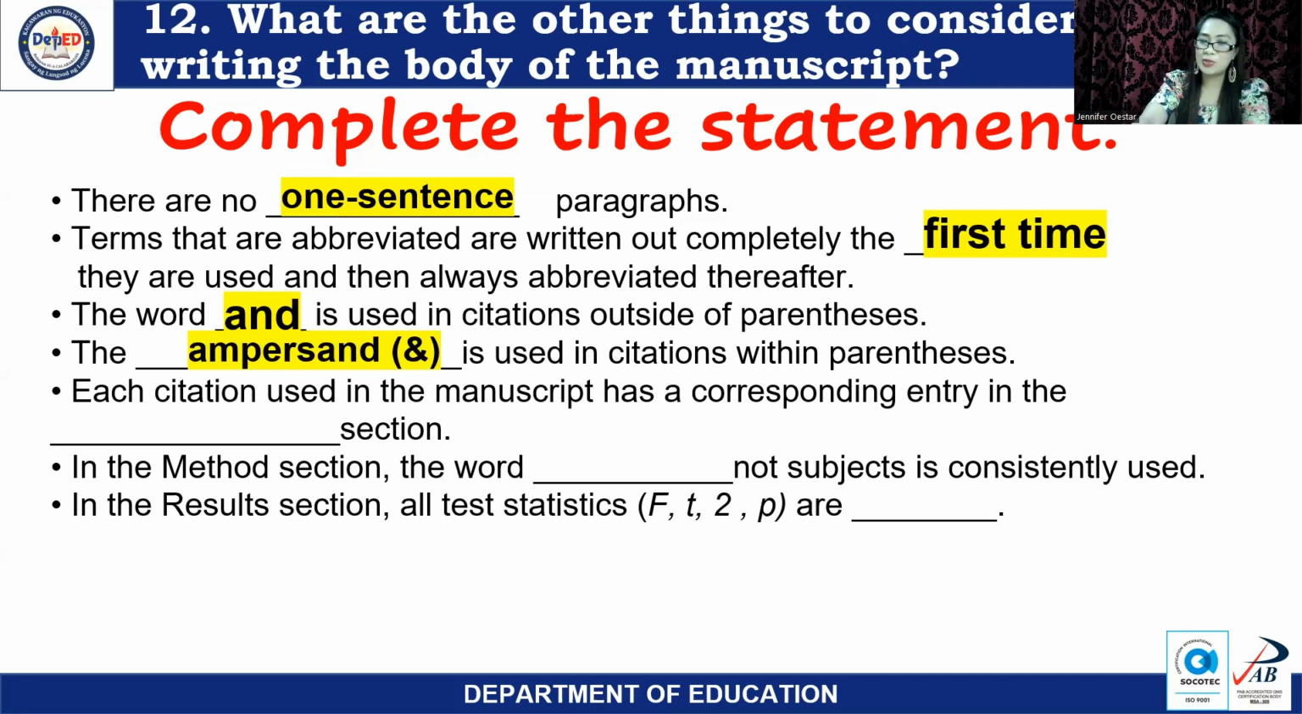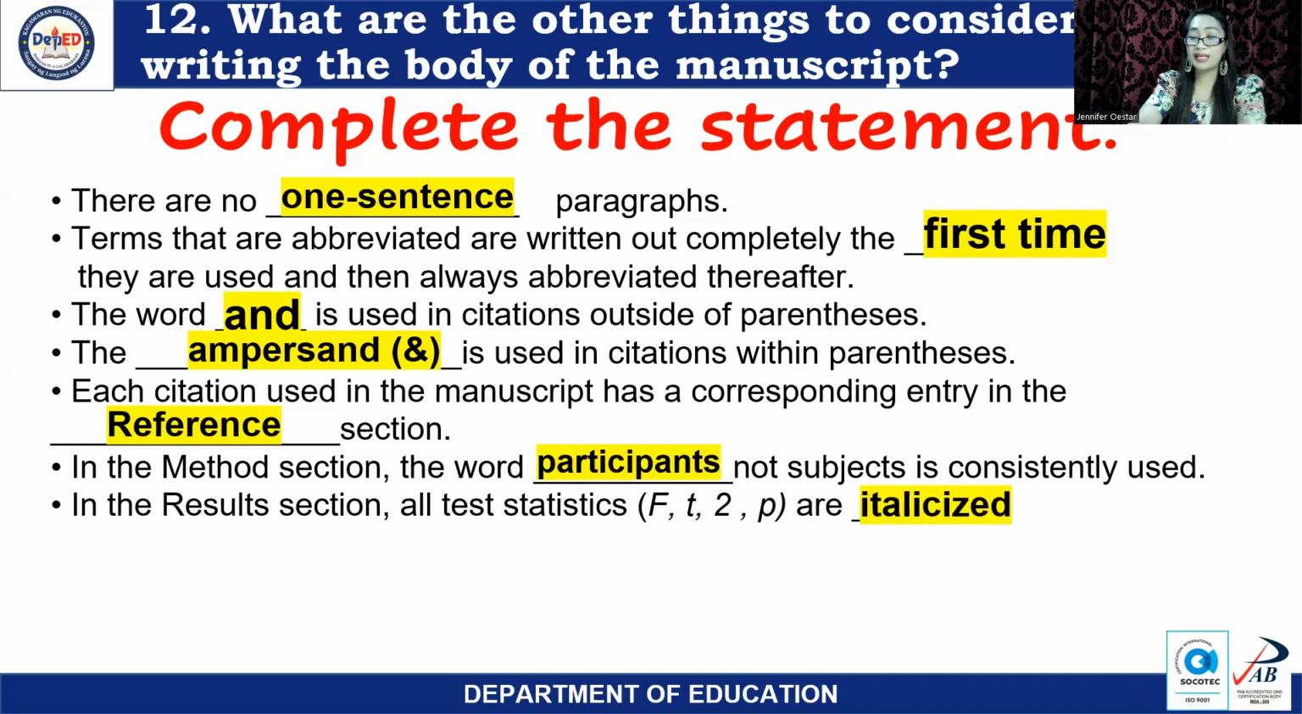Each citation used in the manuscript has a corresponding entry in the blank section, reference section. And in the method section, the word blank, not subjects, is consistently used. Participants. Yes, you should opt to use participants consistently. In the result section, all test statistics, such as the F, T, and P, are italicized. So whenever you mention a statistical formula or test, they are italicized.